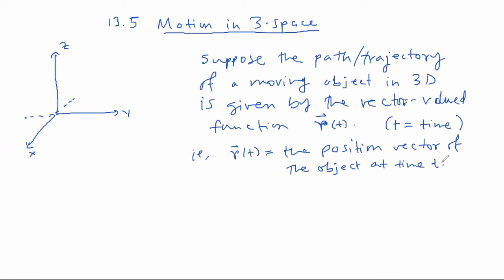So if you draw a figure like this, this is the r. So at time t, this is r of t. That means it's giving you the position vector of this point, right?